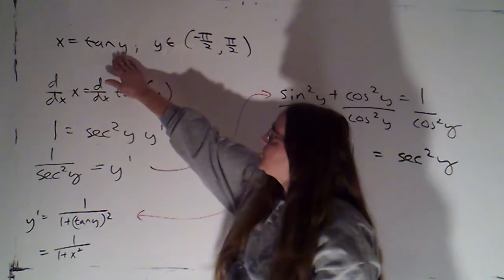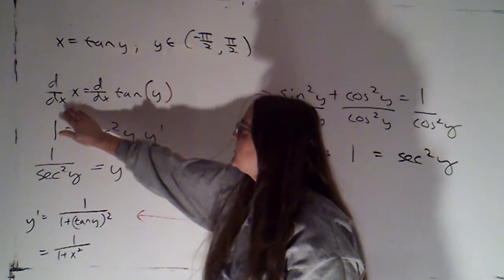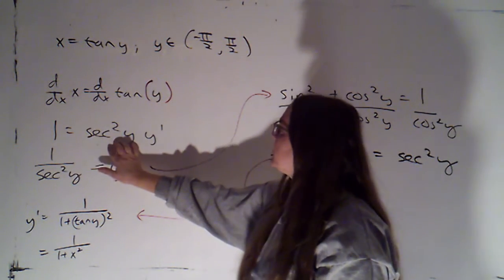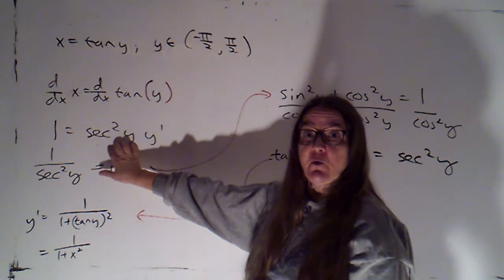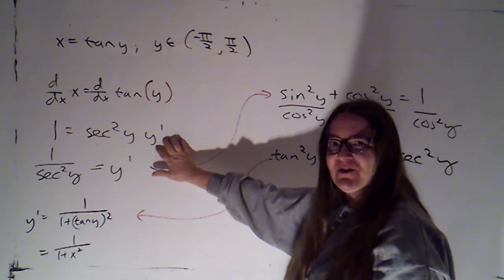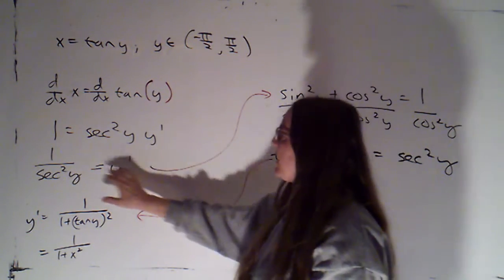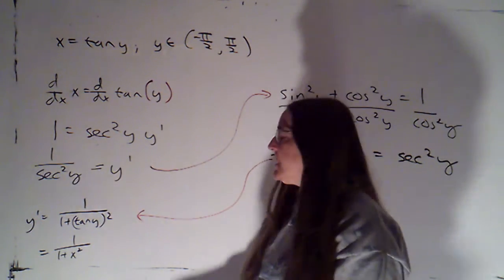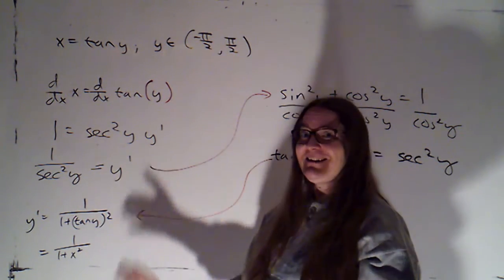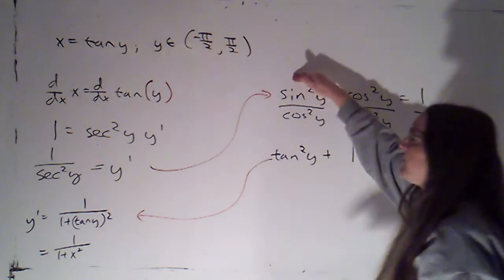So once again, I started with the equation that gave me the relationship between x and y, and I took the derivative with respect to x of both sides. So we get 1 equals the derivative of tangent, which is secant squared, so secant squared y, chain rule, times y prime, which is the derivative of the inside part. Solving for y prime, we get that y prime is 1 over secant squared y, and that's actually never 0. So wherever arctan is defined, it's differentiable. Okay, so then I came over here.